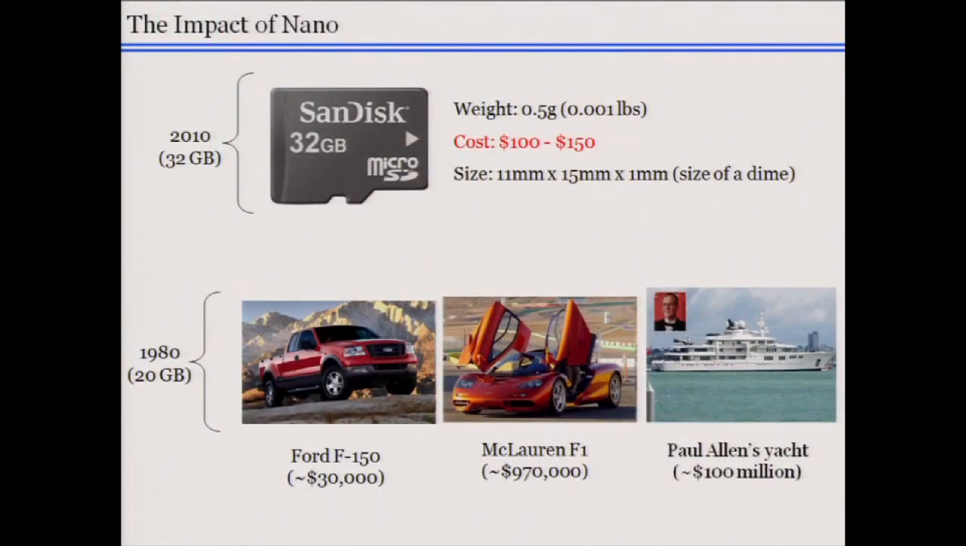All right. So what about the Ford F-150? Couple votes for that. The McLaurin F1? Okay, roughly maybe 3/4 in Paul Allen's yacht. All right, the rest. All right, well, you guys are super smart. So it costs as much as a McLaurin F1. If given the choice today between 20 gigs of RAM and the car, I might choose the car.